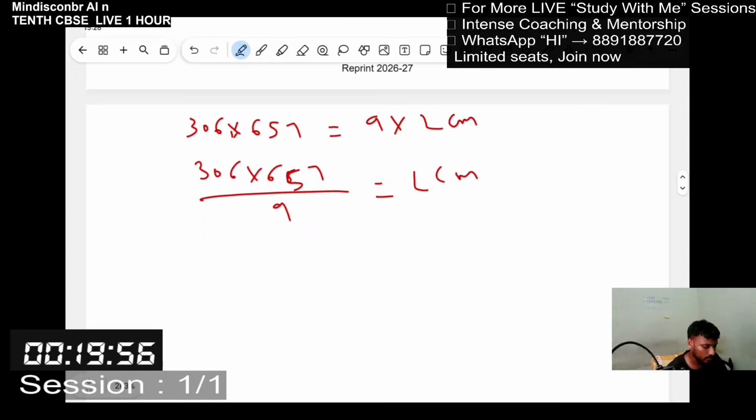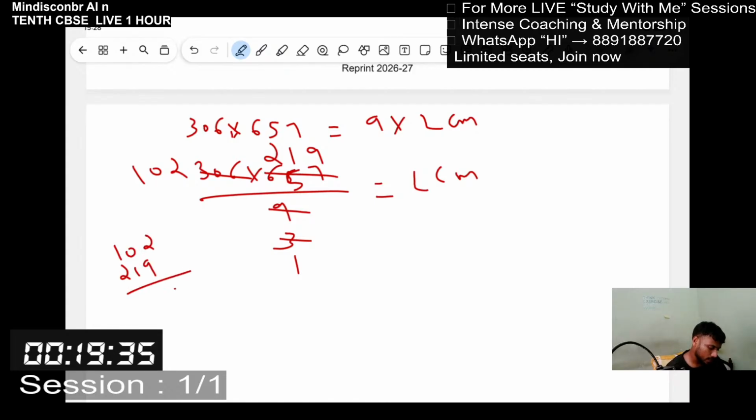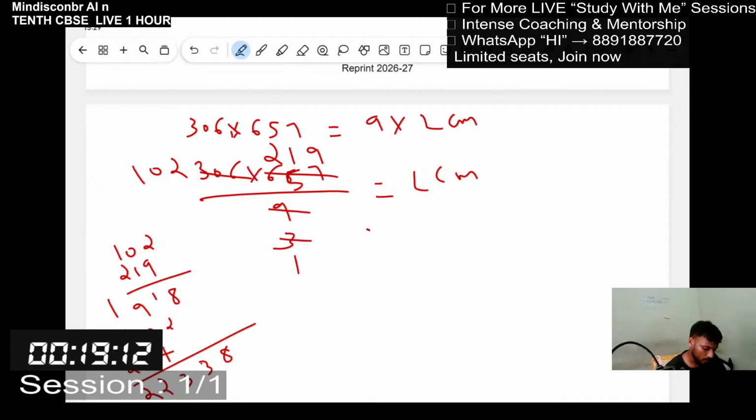Here it's 102 into 219. 102 into 219 gives the LCM, 22338.